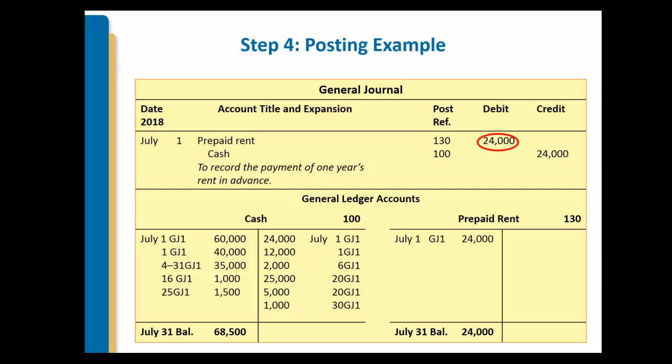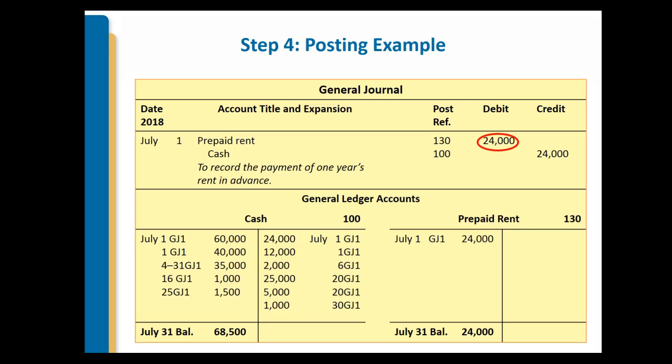Now, step 4 in this processing cycle is to transfer the debit or credit information from the journal to the general ledger accounts. So this slide contains the ledger account in a T-account form right after all of the general journal transactions have been posted.